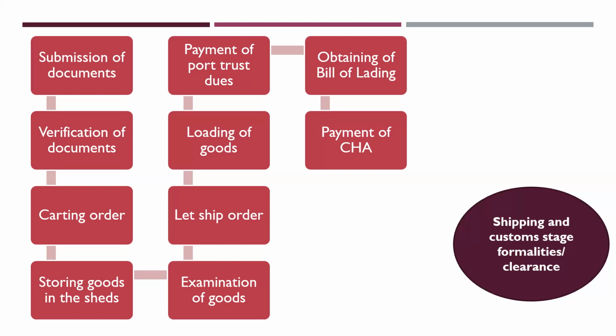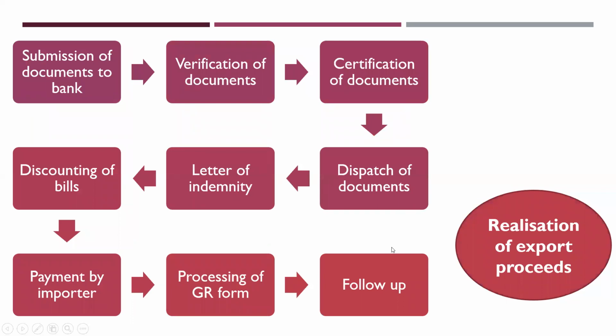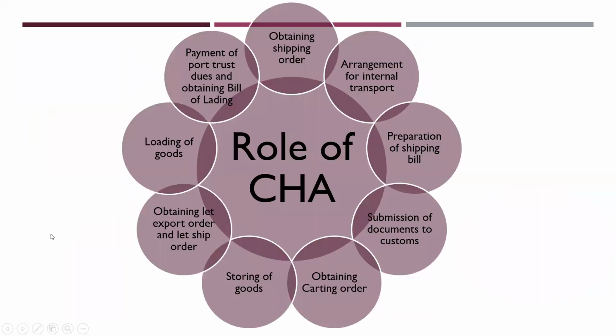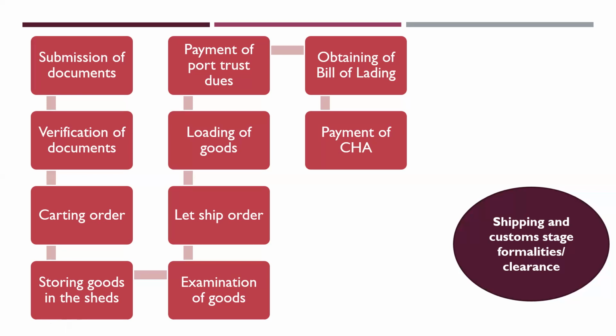So here again, at the time of this let ship order, he will check again. He may not open the goods, but he will check the documents, approve them, and give the permission; he will allow the CHA to load the goods into the vessel, into the ship. After obtaining the let export order and let ship order, the goods are loaded onto the ship and the CPO supervises the loading operation. So only goods cleared by the customs are loaded on board the ship.